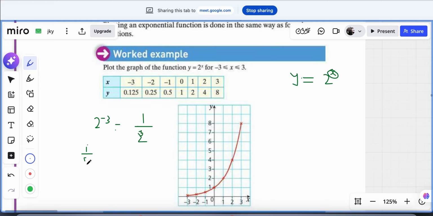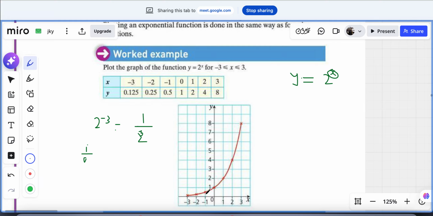2 to the power of 3 is 8. It means 1 divided by 8. So you are looking for 1 over 8, and 1 over 8 is 0.125. If you're very good with numbers, 0.125. If you do this one, you get 1 over 4, which is 0.25. If you do 2 raised to power minus 1, you get 1 over 2, which is 0.5. If you do 2 raised to power 0, anything raised to power 0 is 1 in indices. You get 1 here. 2 raised to power 1 is 2. 2 raised to power 2 is 4. 2 raised to power 3 is 8.